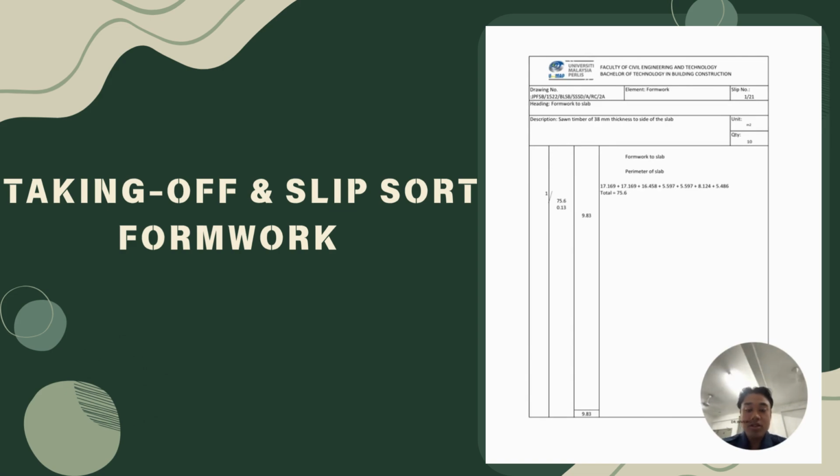241332205. Today I will present about formwork. Formwork is divided into three sections. The first is outer side, inner side, and last one is soffit side.